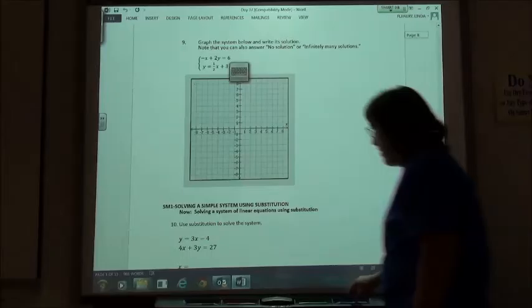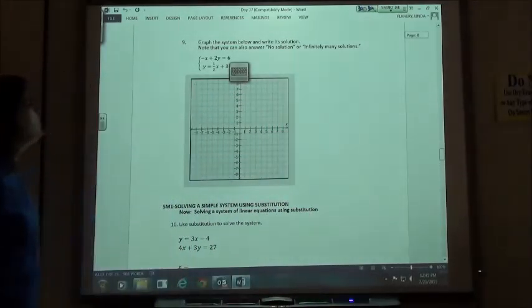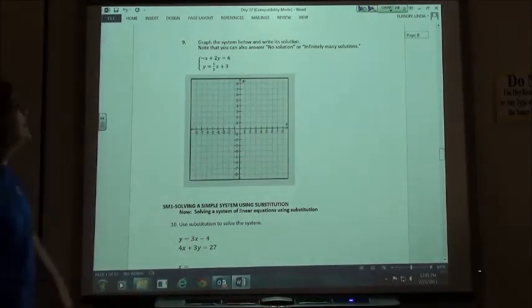And number 9. -x plus 2y equals 6. They must like 6 that day. I was bringing problems up.